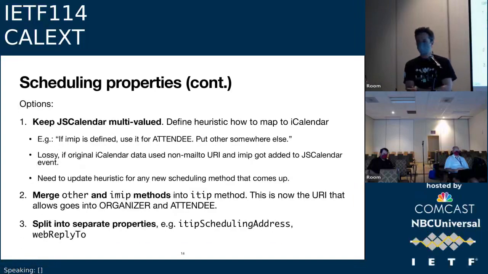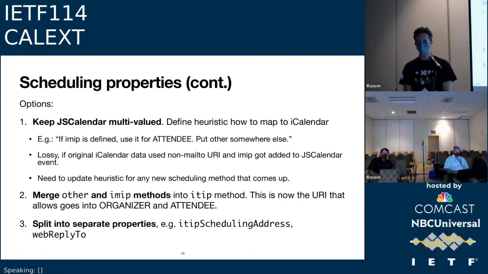The first option is to keep JS Calendar multi-valued and define a heuristic and say, okay, if you have an IMIP, just put that into the attendee, because it's very likely that the scheduling should be done with ITIP over IMIP. But of course, there is data where there is no mailto URI in the original iCalendar data. So what happens if you add in JS Calendar, in addition to an existing other scheduling method, an IMIP? Should that overrule what's in the iCalendar data, or should you stick to what was in the iCalendar data before? We just don't know, and most likely also the people updating the data will not even be aware of the rules.